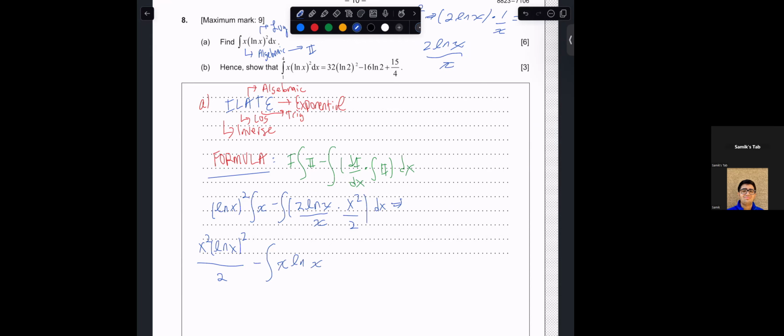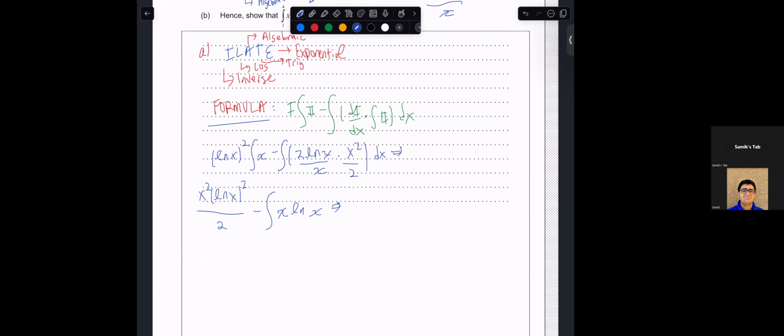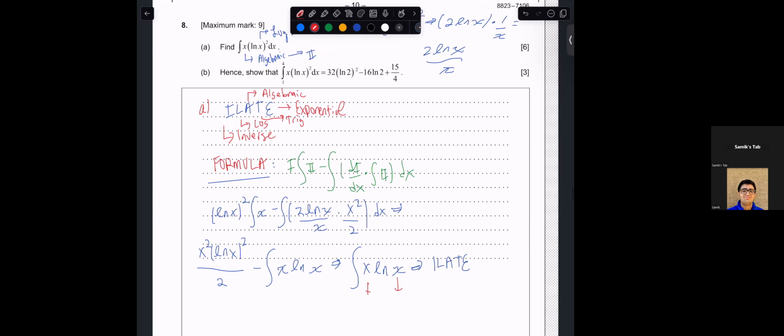So this simplifies to x ln x. Now we have another ILATE because of x ln x. To take this integral, we need ILATE again, right? So when we need ILATE again, we assign the same thing. This is first, this is algebraic, and this is logarithm. So what comes first, like usual?